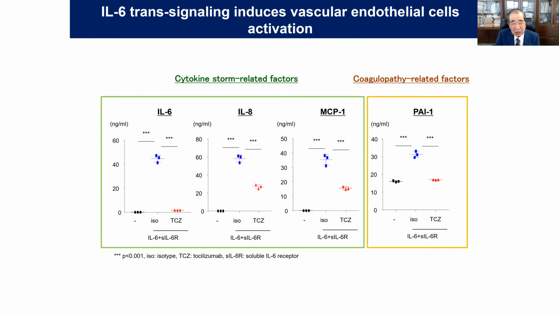And we tested whether this is due to stimulation of vascular endothelial cells. We did in vitro studies using cultured vascular endothelial cells. If we stimulate with IL-6 and soluble IL-6 receptor, then IL-6, IL-8, and MCP-1 are very much increased. And tocilizumab, the anti-IL-6 receptor antibody, inhibits this increase of IL-6, IL-8, MCP-1, and PAI-1 is also significantly inhibited by the anti-IL-6 receptor antibody.